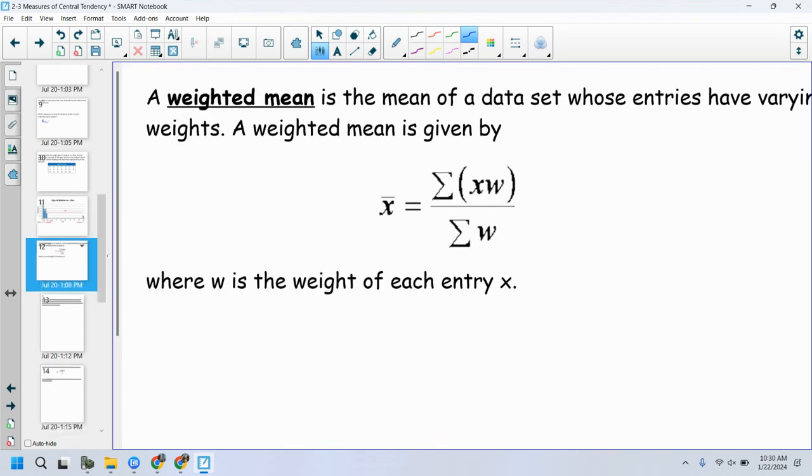Next thing we're talking about is a weighted mean. I bet you've talked about mean, median, mode before. Probably haven't talked about weighted mean, even though you do it all the time. You know how we calculate grades? It's a weighted mean.